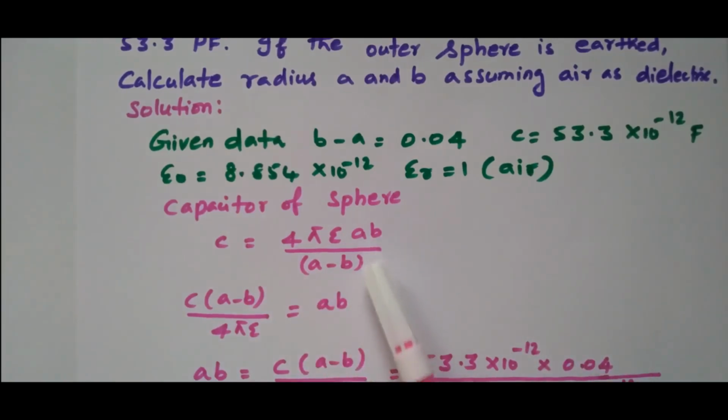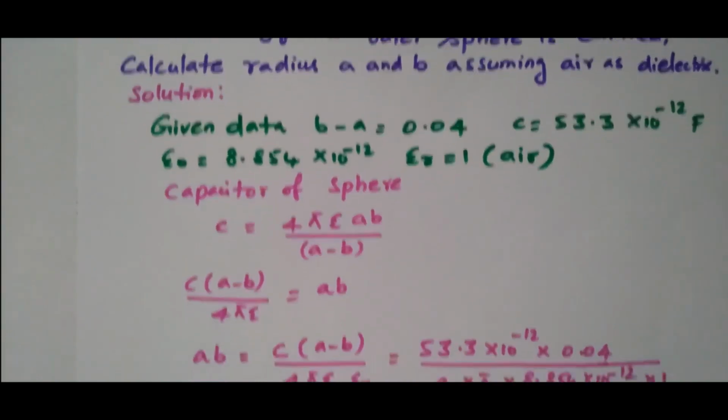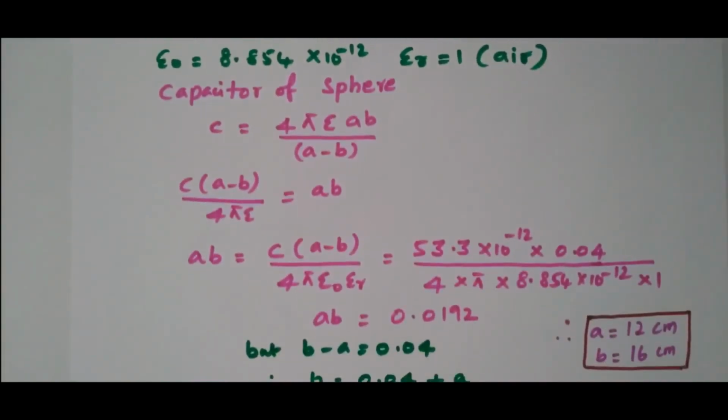So in this what we need is AB, because A minus B is also a known value. So we bring this term here and bring the 4 pi epsilon in the denominator. So C into (A minus B) divided by 4 pi epsilon equal to AB. Right. So AB equal to C into (A minus B) divided by 4 pi epsilon. This epsilon is written as epsilon naught into epsilon r. Right. Now substitute all the values.